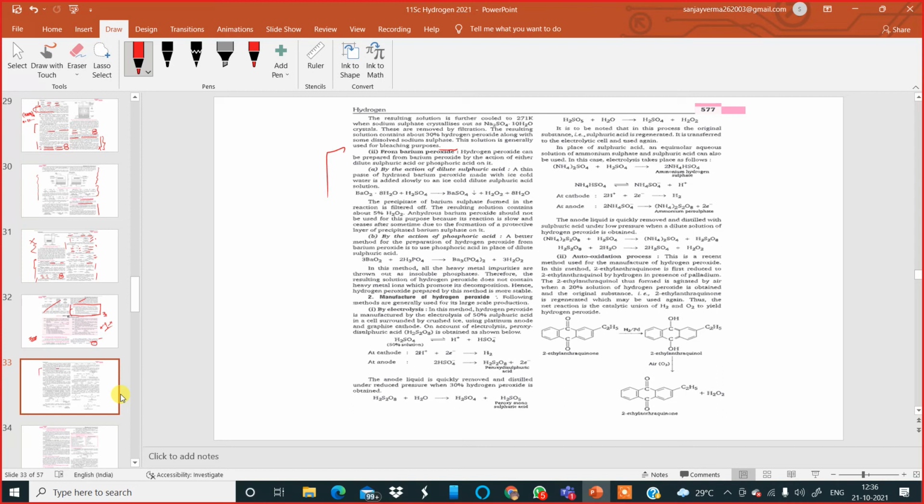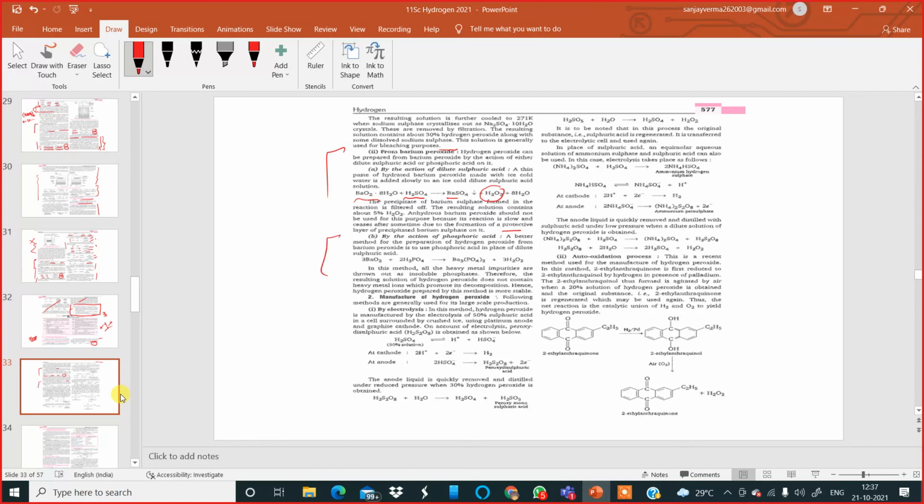The next method is from barium peroxide. We can use barium peroxide crystals reacting with very dilute sulfuric acid to obtain hydrogen peroxide also. The precipitate of barium sulfate formed is filtered off. The resulting solution contains about 5% hydrogen peroxide. Anhydrous barium peroxide should not be used for this purpose because its reaction is slow and ceases after some time due to the formation of a protective layer of precipitated barium sulfate on it. So you have to make sure that anhydrous barium peroxide is not used.